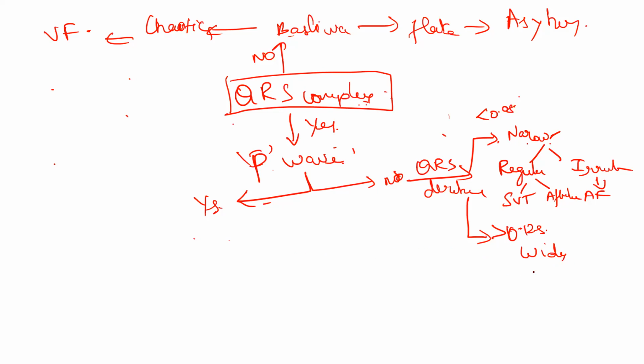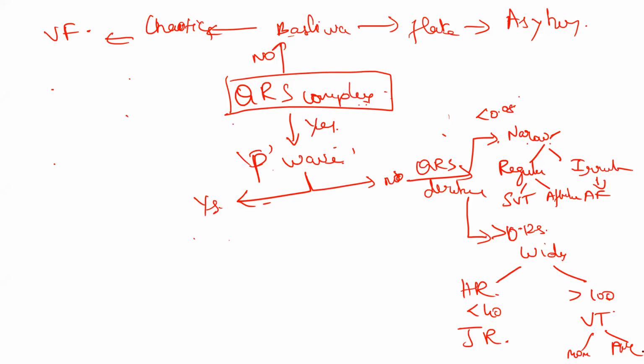Wide QRS complexes with no P wave. Now check the heart rate. Less than 40, it is going to be junctional rhythm. More than 100, it is going to be ventricular tachycardia, of which monomorphic if it has similar waves, polymorphic if it has multiple waves. Wide complex clear?